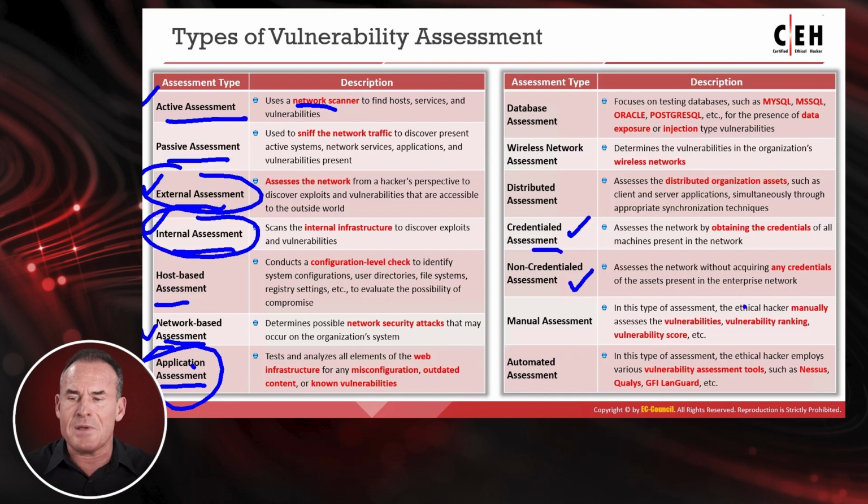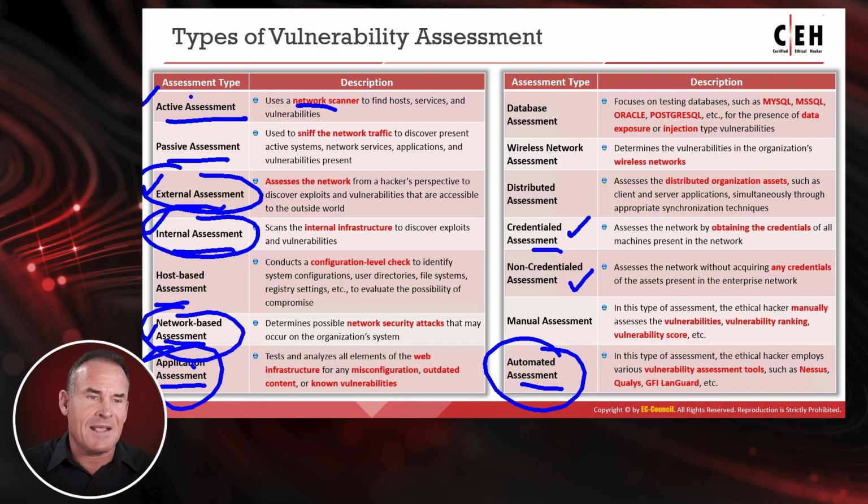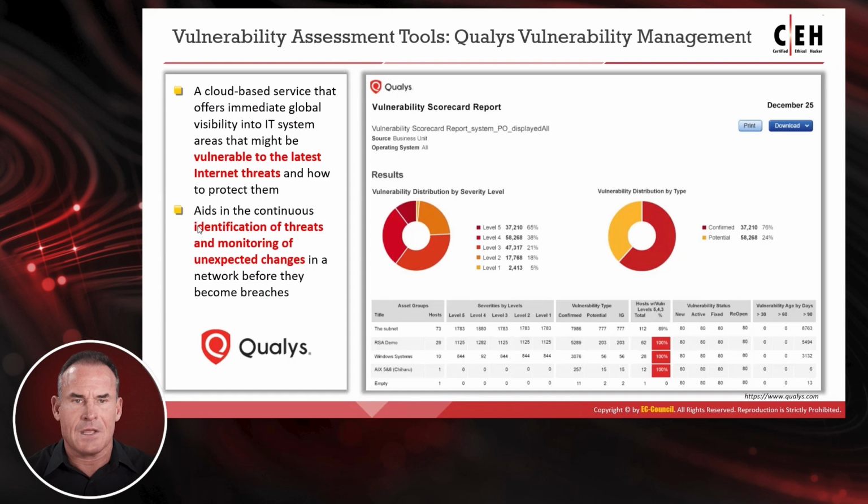All right, manual assessment, you're manually running scripts and command line and so forth, assessing vulnerabilities, vulnerability ranking score, etc., just not using an automated tool. And automated means using a scanning tool. So we're going to do a good bit of automated, network-based, active, external and internal assessments using utilities like Nessus or OpenVAS. And I've always been a Nessus guy, so that's what I use for my demos.